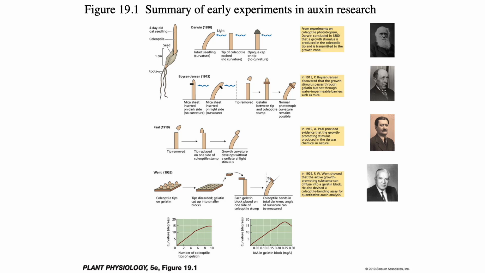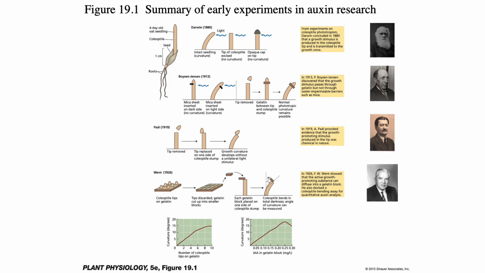In 1919, Árpád Paál showed that the tip could be removed and placed on one edge of the coleoptile, causing that edge to grow. The edge without the tip did not grow. This effectively caused the coleoptile to bend without a light stimulus.